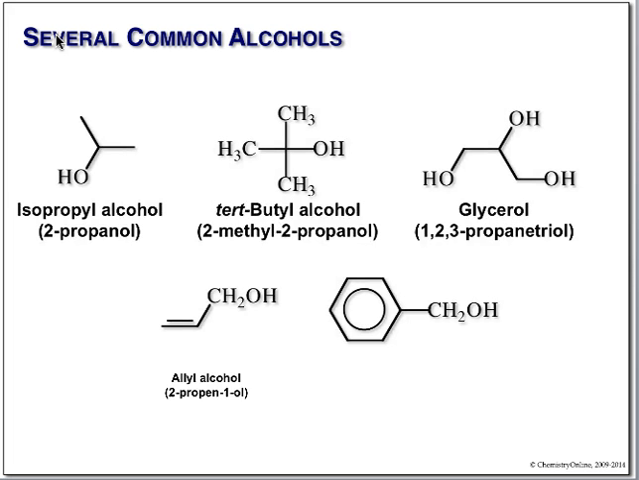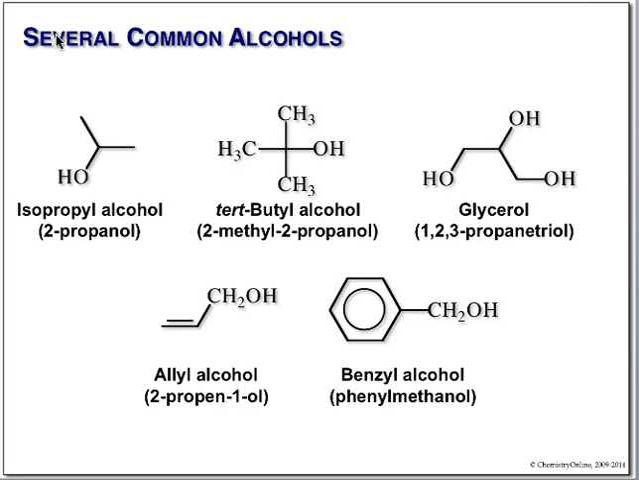This is isopropyl alcohol. Tert-butyl. This is glycerol. Glycerol is a triol, so 3 alcohols on it. We just learned about allylic carbons, didn't we? This is an allylic carbon, and this is allyl alcohol. Likewise, this is a benzyl group. This is benzyl alcohol.